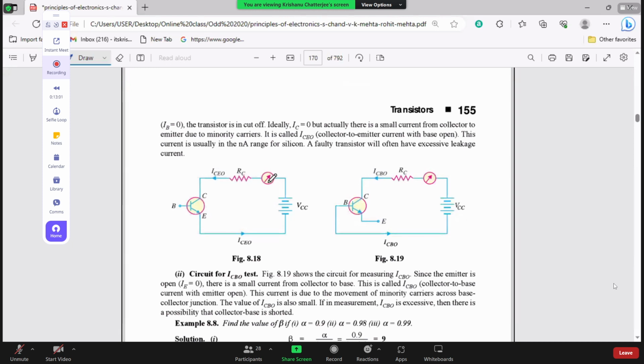The way you got ICBO, the same way you should get ICEO. Only the change is in ICBO, that is in common base mode, where the emitter is open because the emitter is the input. In common base mode, emitter base is the input junction and collector base is the output. And here emitter base is the input and emitter collector is the output. So base emitter junction is open. This is the reverse bias output junction. You can get the fact.